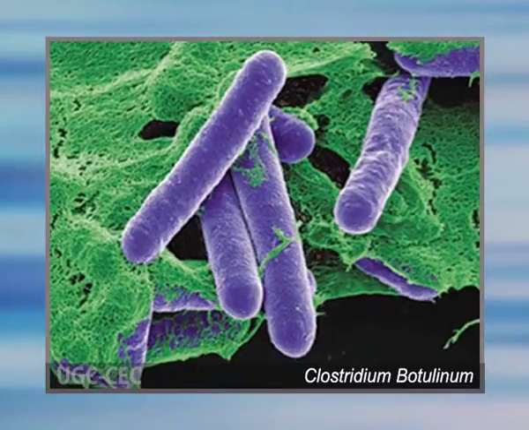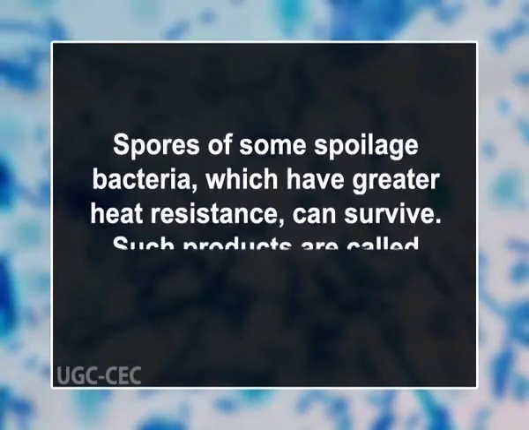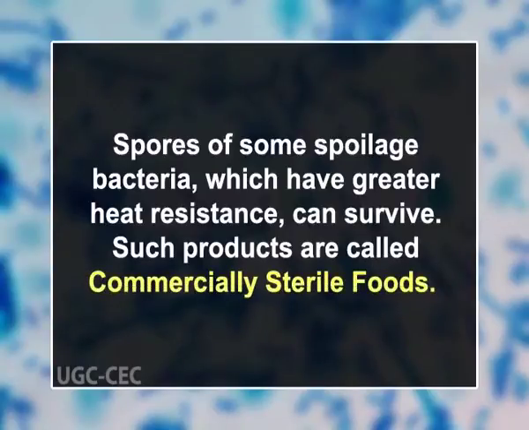a product is free of any pathogen. However, spores of some spoilage bacteria which have greater heat resistance can survive. Such products are called commercially sterile foods. The other food group, designated as low pH or high acid food with pH 4.6 or below, is given heat treatment to kill all vegetative cells and some spores.